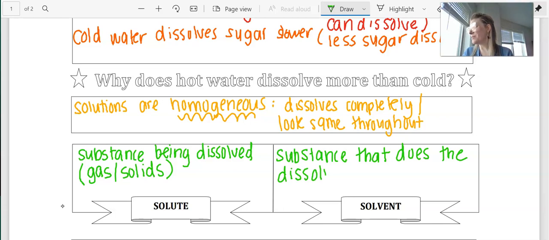Okay, so this is our substance that does the dissolving. And again, like I said, for the purpose of Regents level chemistry, we're going to focus on really gas and solid solutes being dissolved into liquid solvents. And this is going to be primarily water for the purpose of this course. I will say that you can make a solution from liquid solute and liquid solvent as well. But again, Regents level, we stick to usually gases and solids.